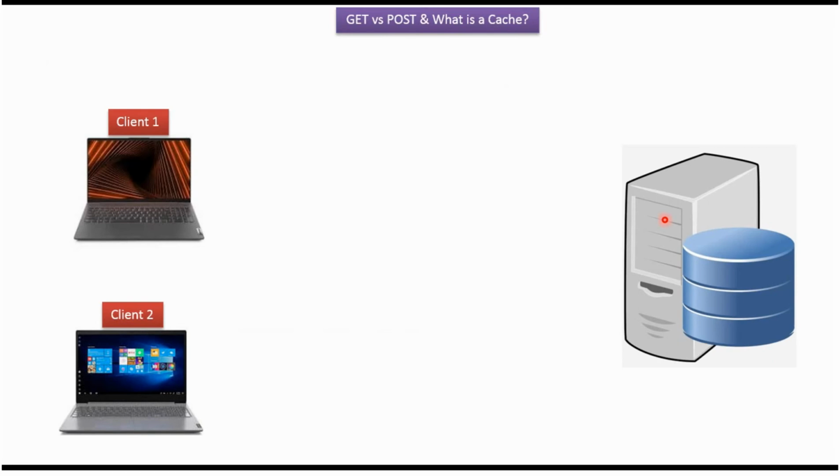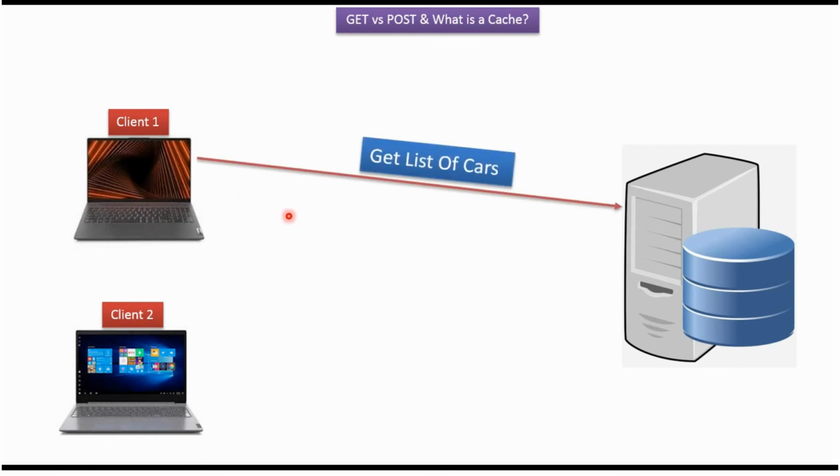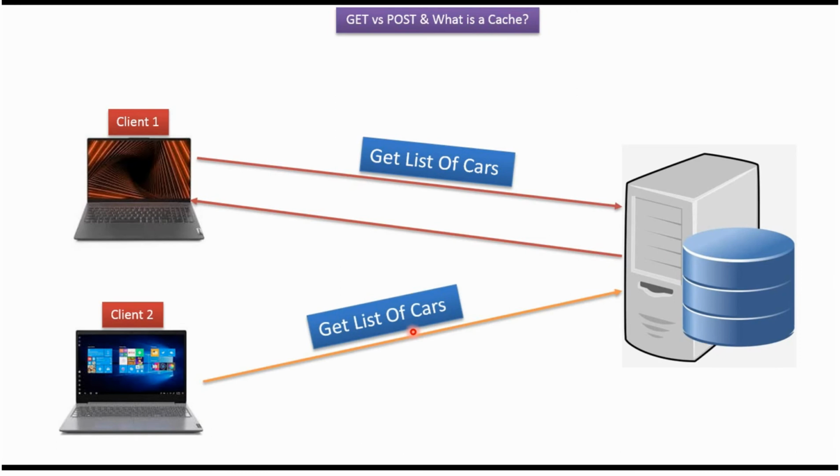Here you can see the server, and it has an API endpoint to give the list of cars. Assume this list of cars won't change very frequently. Server receives the request, gets the list of cars from the database, prepares the response and sends it back to client 1. Like that client 2 is also sending a get list of cars request, and the server receives the request, gets the list of cars from the database, prepares the response and sends it back.